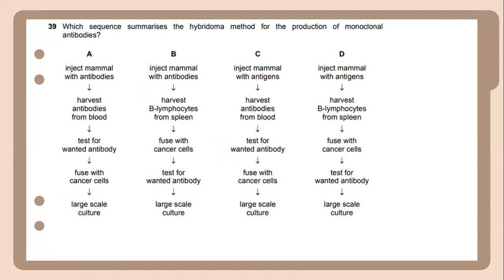Which sequence summarizes the hybridoma method for the production of monoclonal antibodies? This can be seen from injecting a mammal with antigens, then harvesting lymphocytes from the spleen and fusing them with cancer cells, testing for the wanted antibody, and then large scale culture. So the most suitable answer will be D.